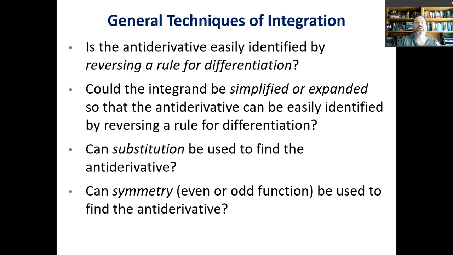So this is basically the order you go in. If you look at a problem and say, I know how to do the antiderivative by just doing a derivative rule backwards, use it. That's your number one thing. So if you recognize it, use it.